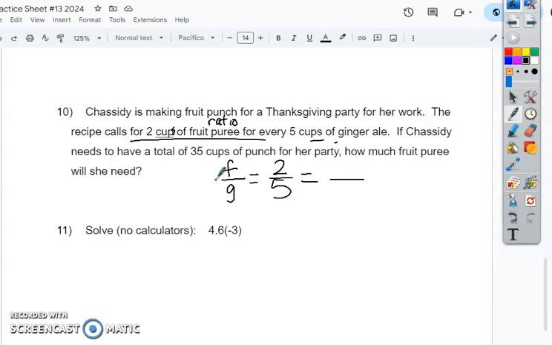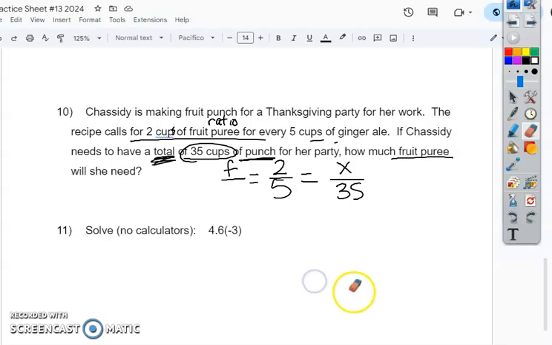Okay. By the way, I hope you're doing this in pencil. If Chastity needs to have a total of 35 cups of punch for her party, how much fruit puree will she need? So I'm looking for the fruit puree. That means the X goes here. Fruit, fruit, fruit. But I don't know the other number. It just says total. Okay, so total is 35. That means I have to change this to be a total. Okay, so I have to kind of play around with my proportion a little bit.